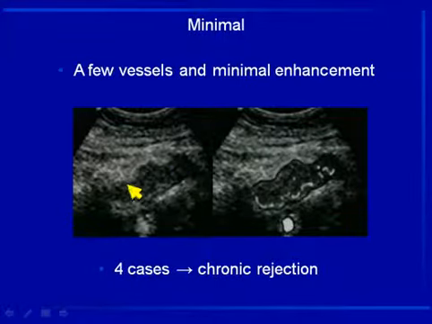On the left, a small pancreas, a hypoechoic aspect of this pancreas, the iliac artery here, and the drawing showing the same situation, the same findings. A small pancreas graft with irregular contours and the iliac artery here. In this case, with minimal enhancement, there are 4 cases of these situations, all of them with chronic rejection.